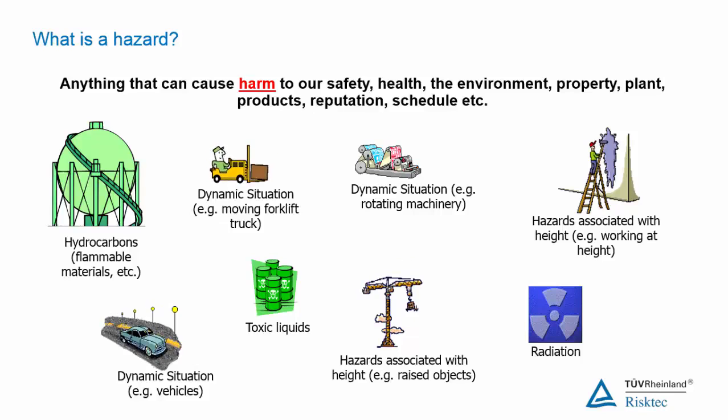Bowtie analysis is commonly carried out for a specific hazard. Having determined what hazards exist, in other words by asking what do we have that could cause harm, then one or more hazards can be singled out for bowtie analysis.